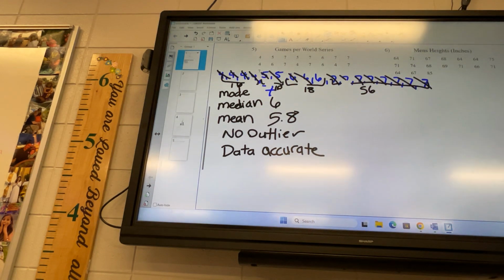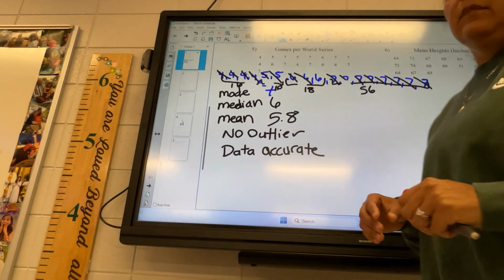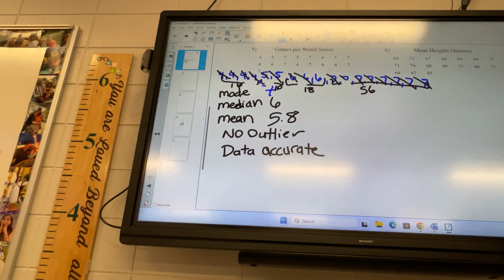Okay, if there is a very high outlier, what does that do to your data? It makes the mean really high. If there's a really low outlier, it makes the mean very low. Okay? That's all the outlier does, is make the mean change. Because the mode is still the mode, right? That's the number that occurs the most. The median is still going to be in the middle regardless. Okay? So the mean is the only thing that would be affected by the outlier.